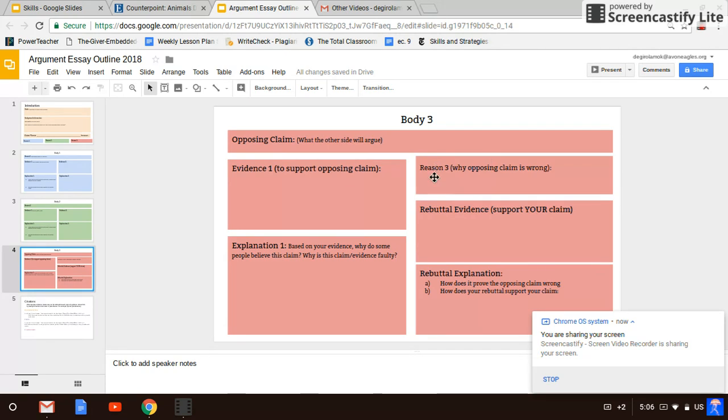Then you're going to say, in fact, it's wrong because, come up with a reason 3, have evidence to prove this evidence wrong, and then explain, how does this quote prove the opposing claim wrong, and how does my rebuttal, or at least the refute, so how does this evidence here, how does it prove that my claim is better than this claim? So how does this quote and evidence prove the opposing claim is wrong and my claim is stronger? So that's what BP3 is going to look like.